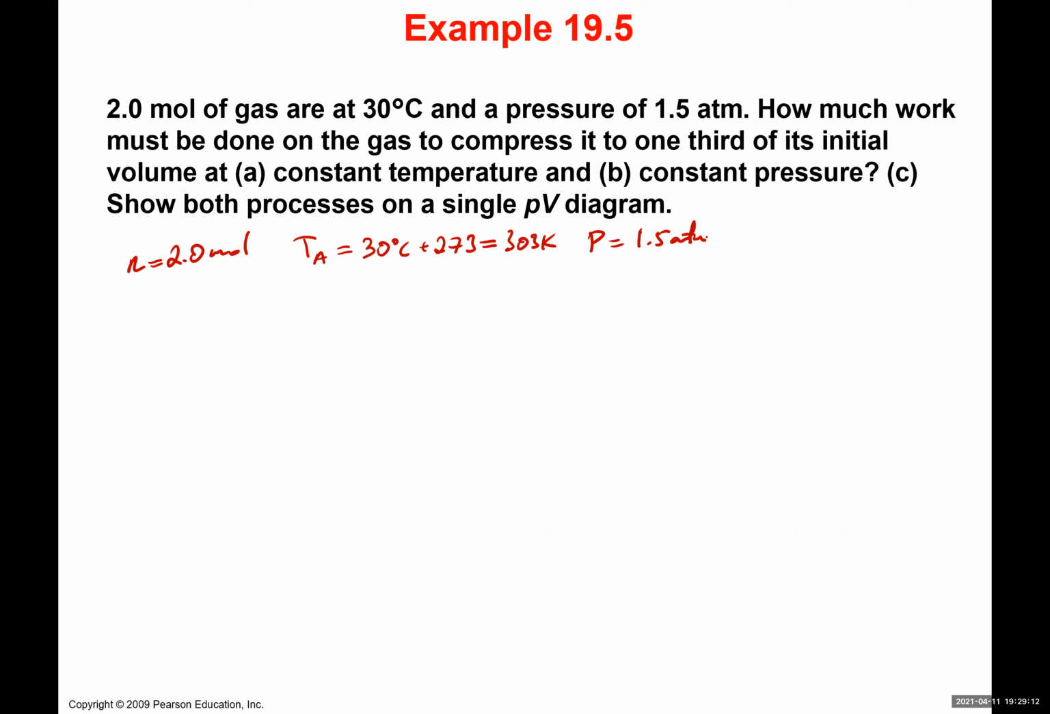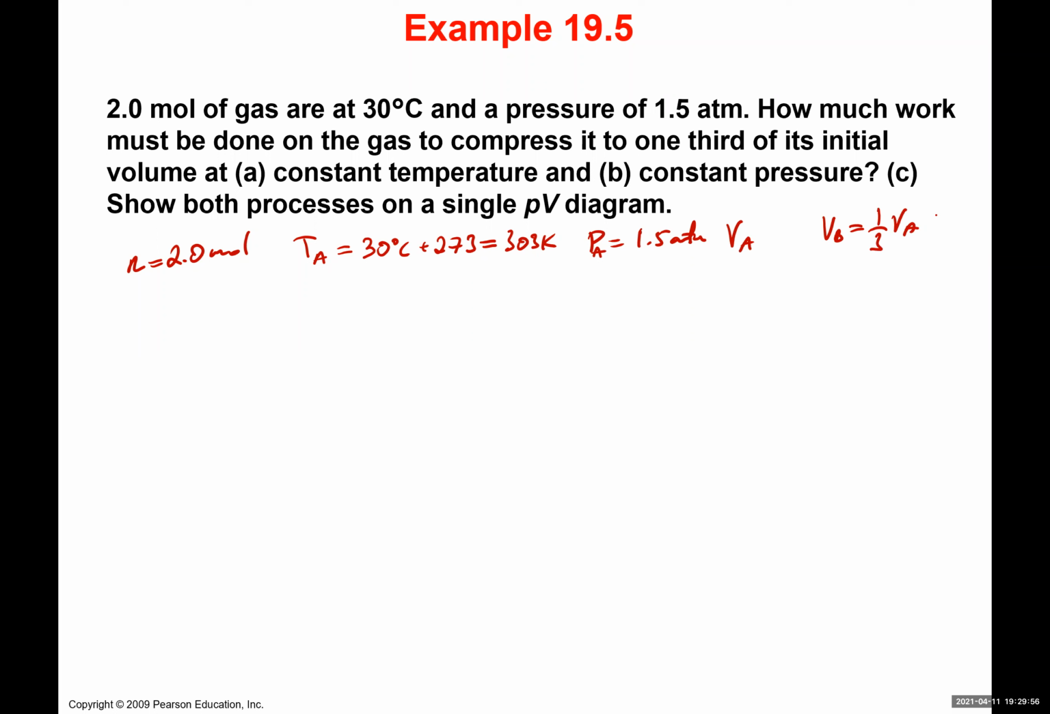So we technically are going to need to convert it into, let's say, Pascal. But we can wait for that right now, though we need to eventually, right? Unless we can just keep things in terms of atm. Okay. So those are the initial values, and then we want to say how much work must be done on the gas to compress it to 1/3 of its volume. That means this is PA, then we have VA. Then VB equals 1/3 of VA, right? So it compresses to 1/3 of its initial volume.